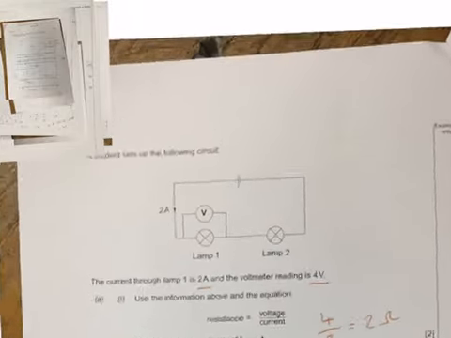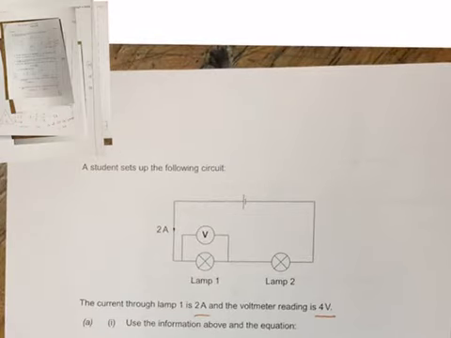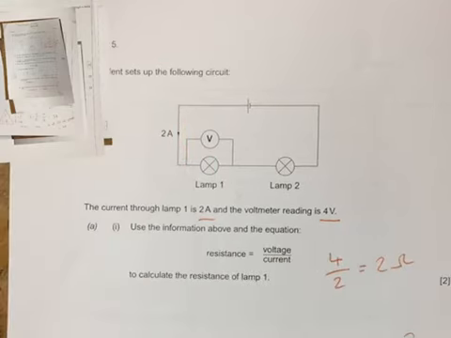Let's have a look at this one. Is this one before that? Yes. And then homework 5, a student set up the following circuit. Oh, is this another standards? No, it's not this time. I've got 2 lamps, 2 amps running through it, a voltmeter going across. This looks like a foundation. Use the information above and this equation. Well, there we are. It's just standard.